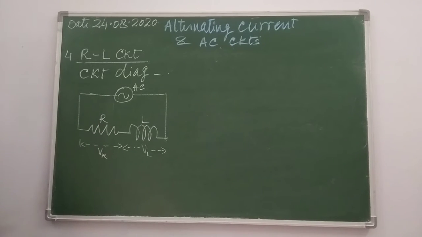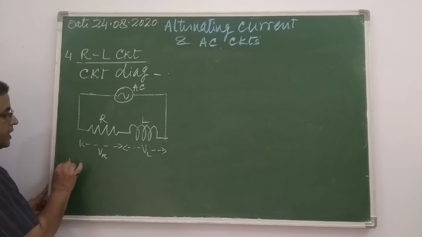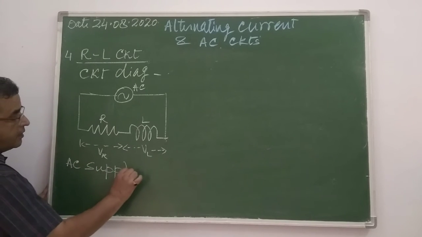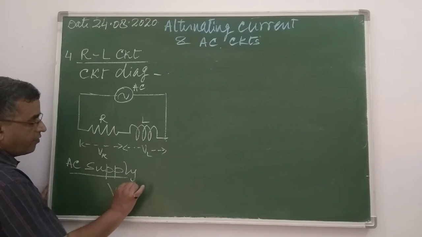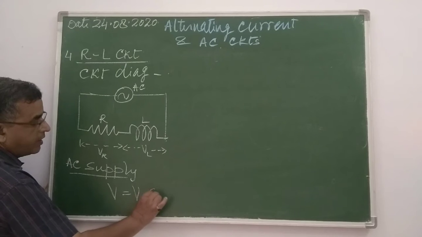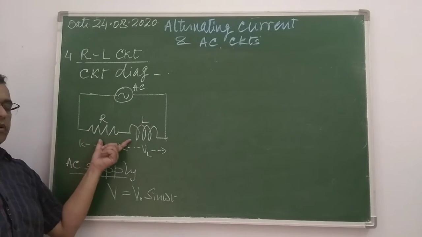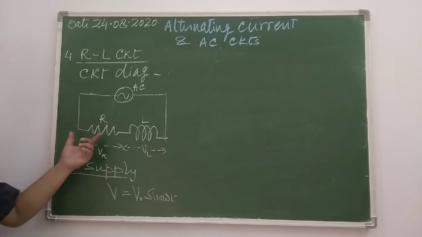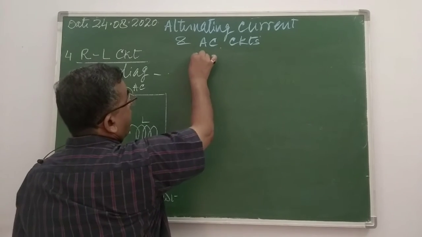Now the next is the phasor diagram, but first you write the AC supply. So the AC supply is V equal to V naught sine omega t. It means the AC supply is connected across this series combination, so the voltage changes across this circuit regularly. So this is the AC supply. Phasor diagram.